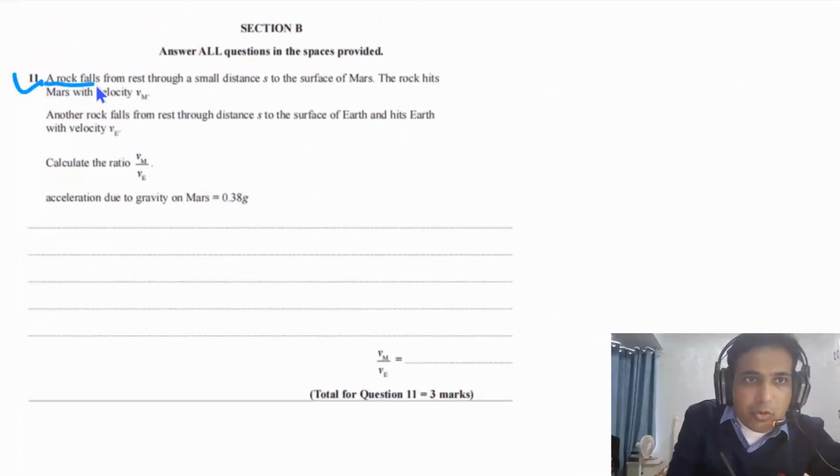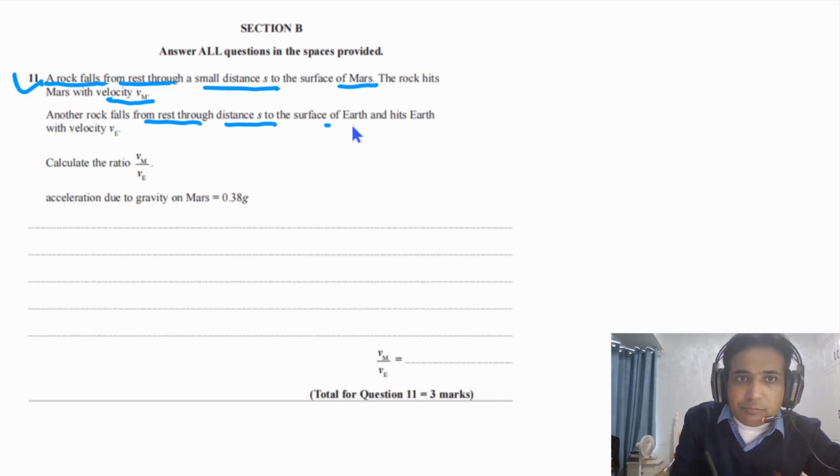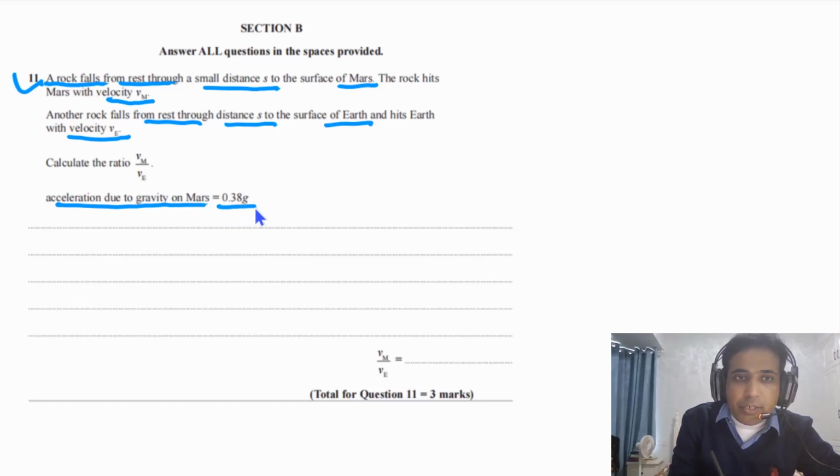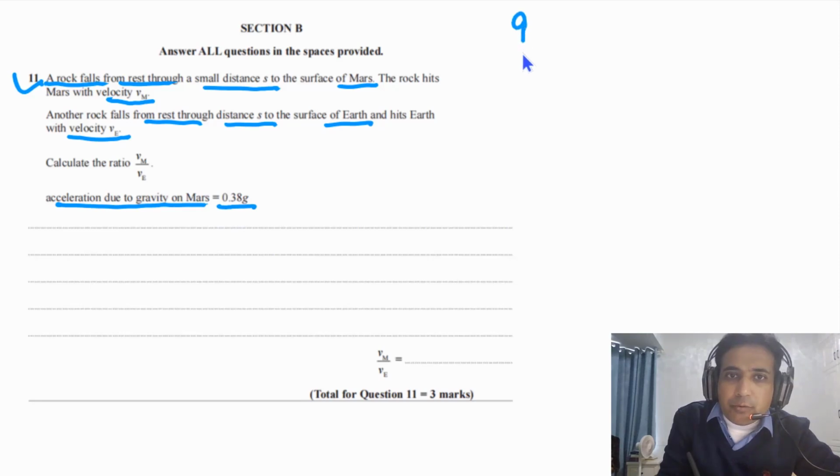Question 11 says a rock falls from rest through a small distance s to the surface of Mars. The rock hits Mars with velocity vm. Another rock falls from rest through distance s to the surface of Earth and hits Earth with velocity ve. Calculate the ratio between vm and ve. Acceleration due to gravity on Mars is equal to 0.38 g. So first of all, acceleration on the surface of Mars is equal to 0.38 g.